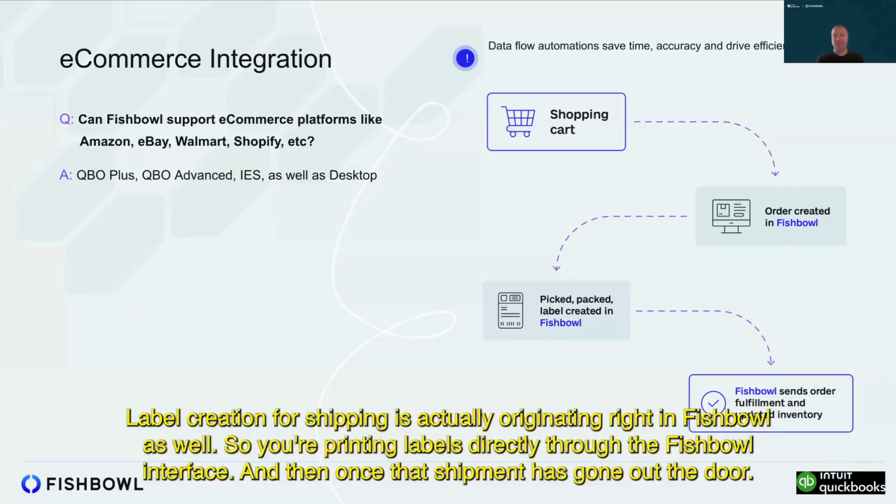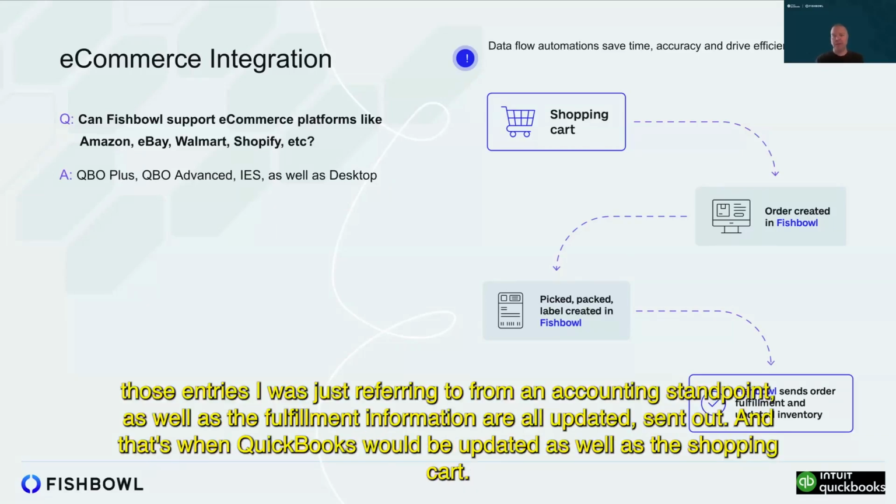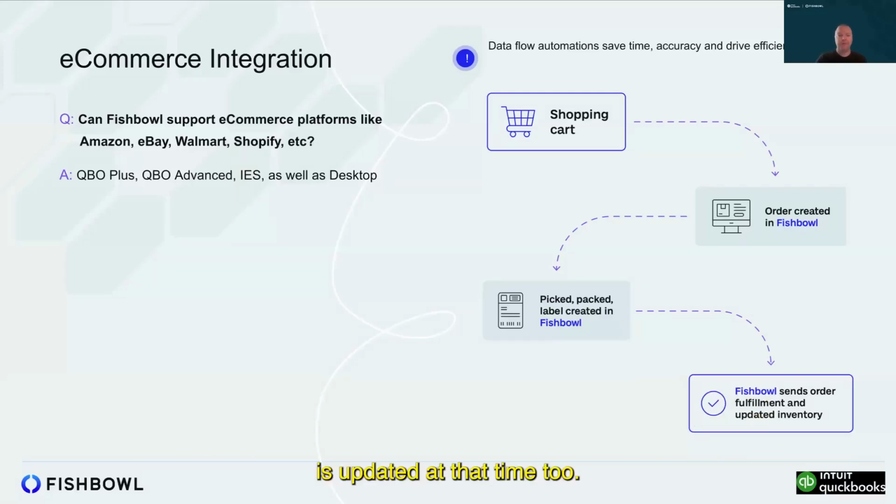Once it makes it into Fishbowl, then we have a fulfillment process where we pick it, we pack it. Label creation for shipping is actually originating right in Fishbowl as well. So you're printing labels directly through the Fishbowl interface. And then once that shipment has gone out the door, those entries I was just referring to from an accounting standpoint, as well as the fulfillment information, are all updated, sent out. And that's when QuickBooks would be updated, as well as the shopping cart is updated at that time too.